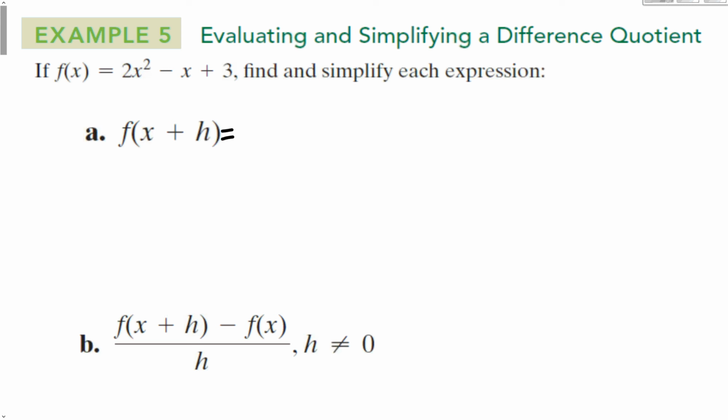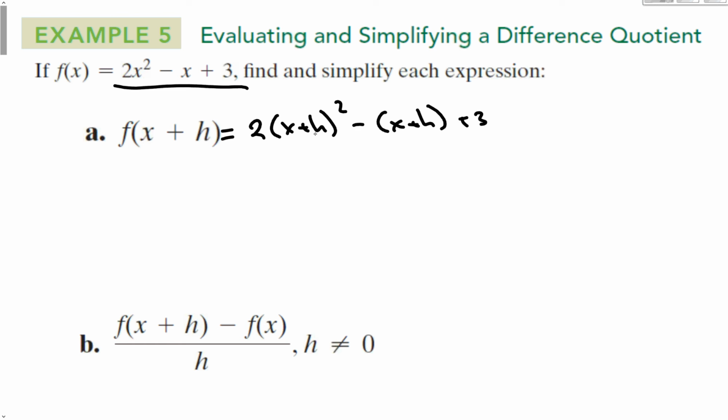So first, f of x plus h. Here's my function, f of x. I just replace x with x plus h: 2 times (x plus h) squared minus (x plus h) plus 3. Now I have to clean that up a little bit, because I can't leave it like that.